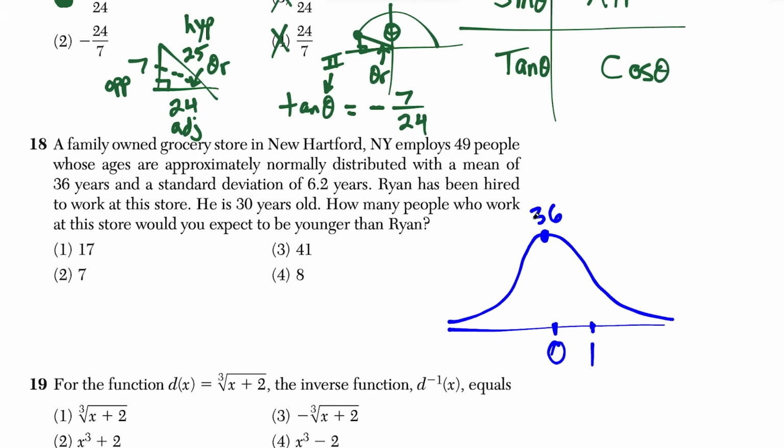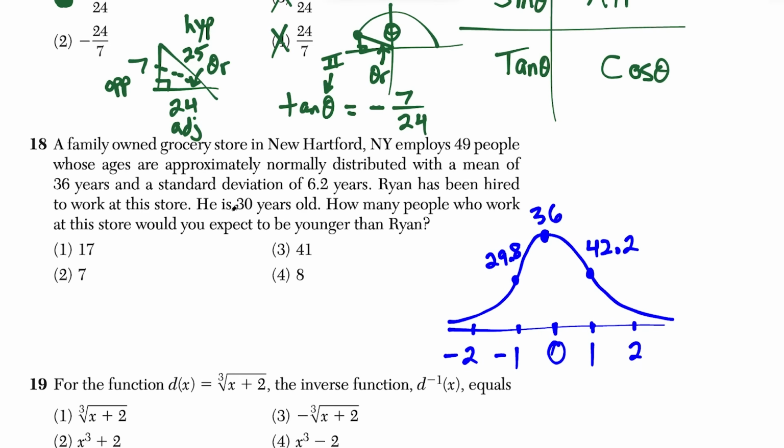So if I did 36 plus 6.2, that would give me 42.2. So this would be 1 standard deviation going forward. If I went backwards 1 standard deviation, if I did minus 6.2, then that would give me 29.8, like this. Okay, so I could go forward another standard deviation, and I could go backwards another standard deviation.